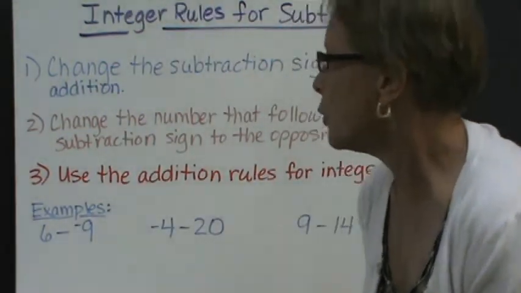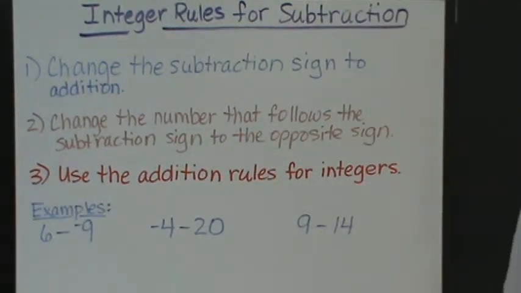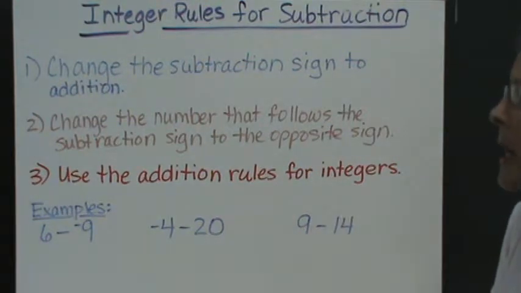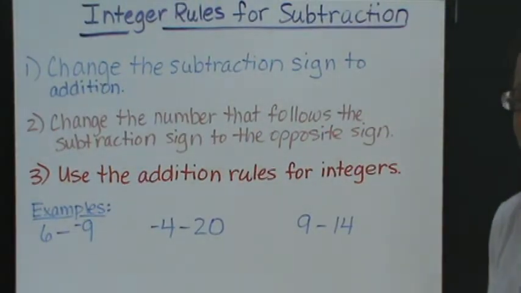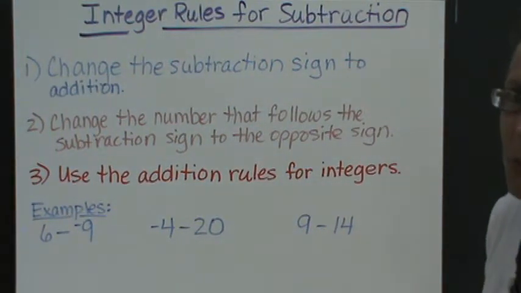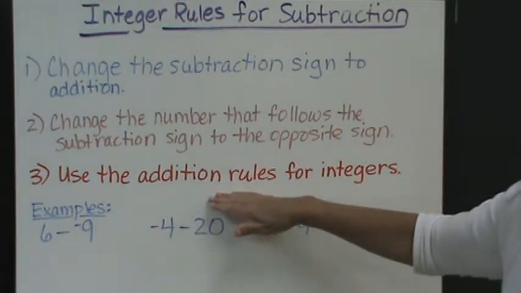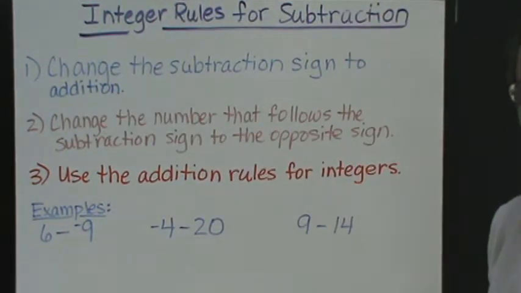Okay, we've got some rules here for integer subtraction. The first one and the biggest one, you have to change the subtraction sign to an addition sign. And number 2 is you're going to change the number that follows the subtraction sign to the opposite sign. So if it's a negative number, it's going to become positive, and if it's a positive number, it's going to become negative. And then you're going to use the addition rules that we just got through doing.